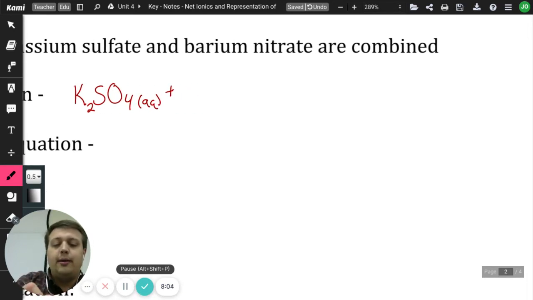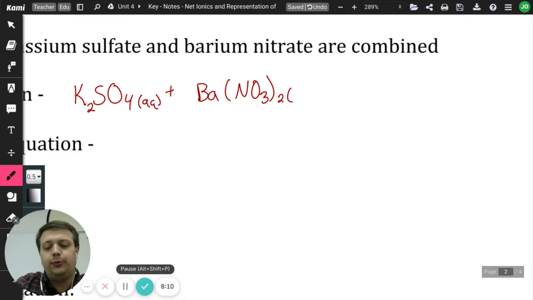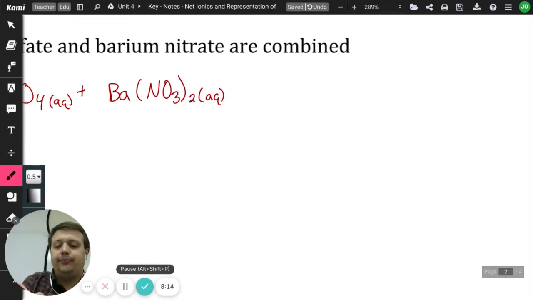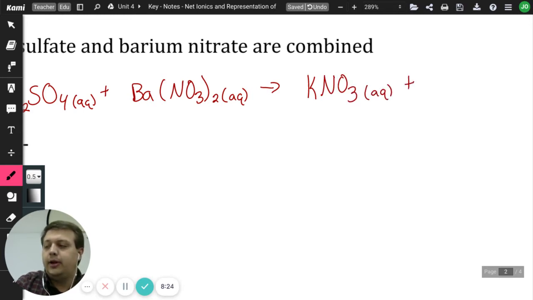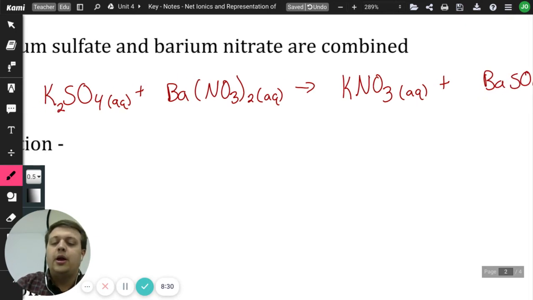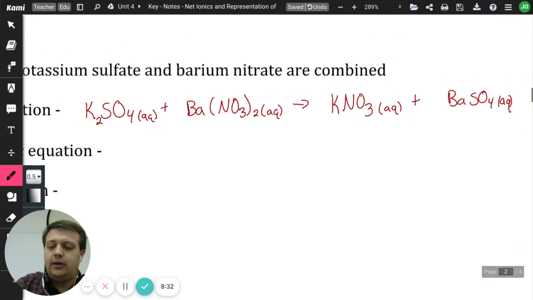Plus barium nitrate, so Ba(NO3)2. It is also aqueous because they told us solutions. It is going to go to produce KNO3 plus BaSO4. All right, so that would be the equation.